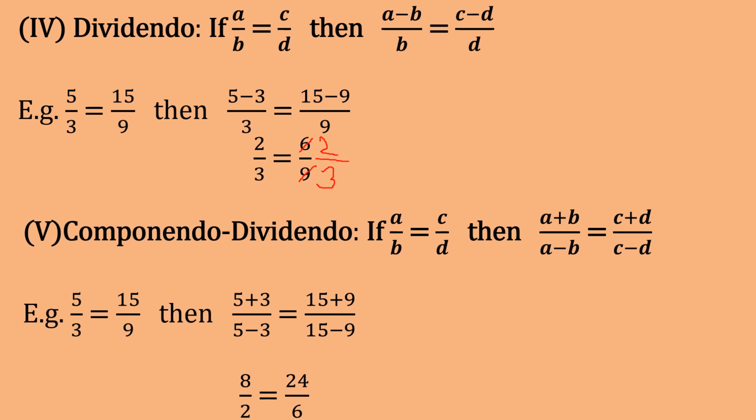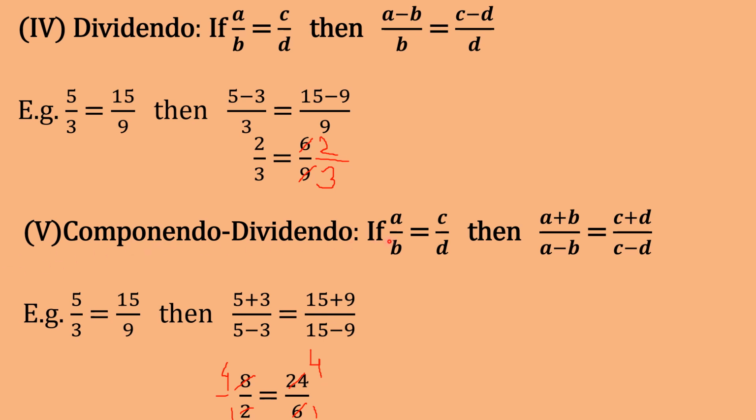So students, now if you see 8 upon 2 equal to 24 upon 6, it is not looking equal, but it can be simplified. Let's simplify. Both go in the 2's table, 8 upon 2. So 2 ones are 2, 2 fours are 8. So you get 4 upon 1 over here. And 24 upon 6, this also goes in the 6 table. So 6 ones are 6 and 6 fours are 24. Students, so you can see 4 upon 1 equal to 4 upon 1. So this is the property of componendo and dividendo.